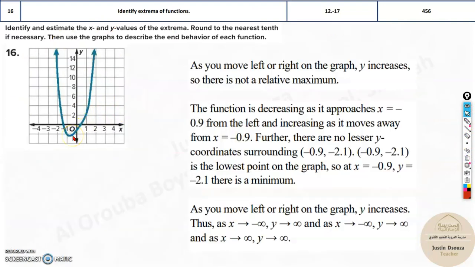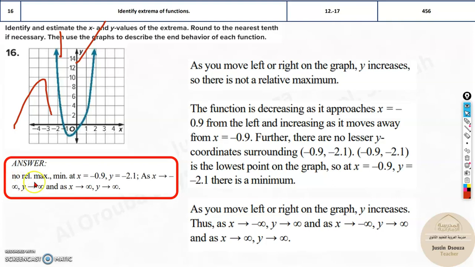Now, here there is no, see over here. Is there any relative maximum? No, there is no depth. It's just going forever, right? No, there is no relative maximum. You should say no relative maximum, but there is a minimum point. This is the absolute minimum or minimum. What does it mean? No part of the graph goes below it, right? That's why it's minimum. What is the x value? About negative 0.9 over here.